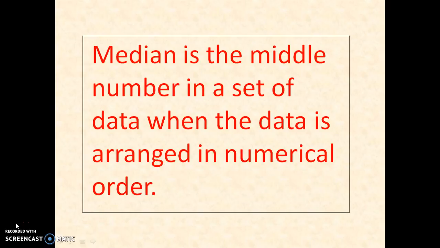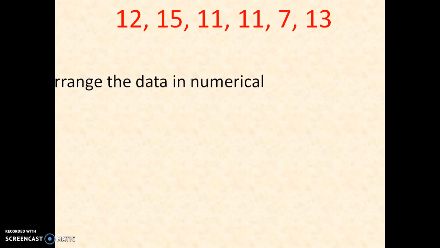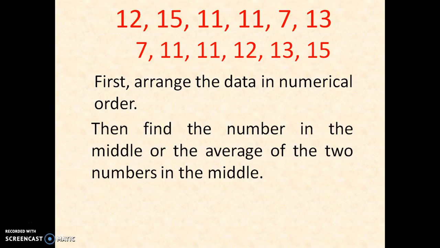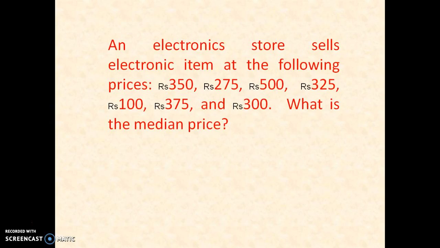Then next is what is median. It's actually the middle number of the set of data when the data is arranged in numerical order. So first what we need to do is arrange the data in a particular form, that is from smaller number to higher number, and then focus on the middle two values here, and then take the average of these two. That again leads to one value, calculated as 11.5. So median here is 11.5.